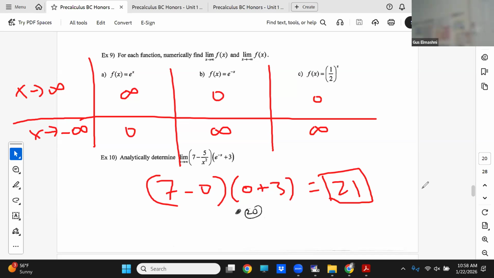So e to the x, that's exponential. Is that growth or decay? Because e is a number larger than 1, that's growth. So when x is large, what does y do? Large. So that's going to be infinity here.